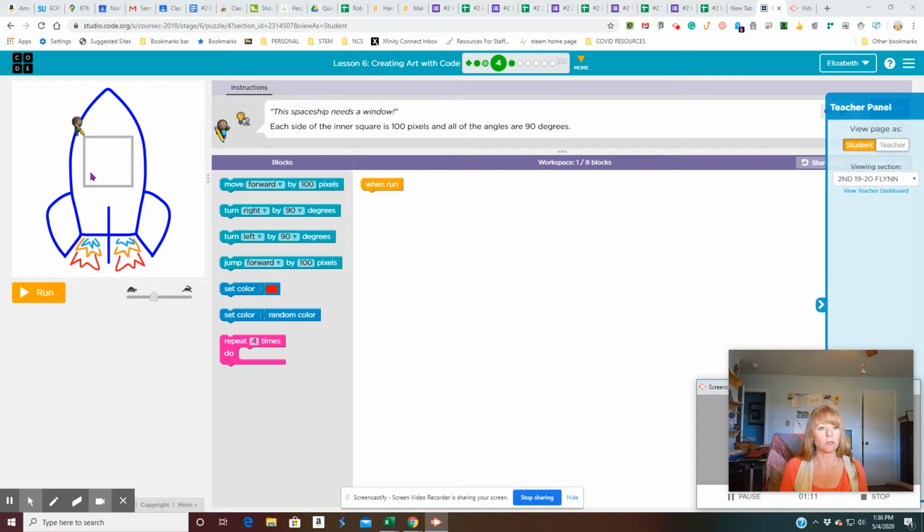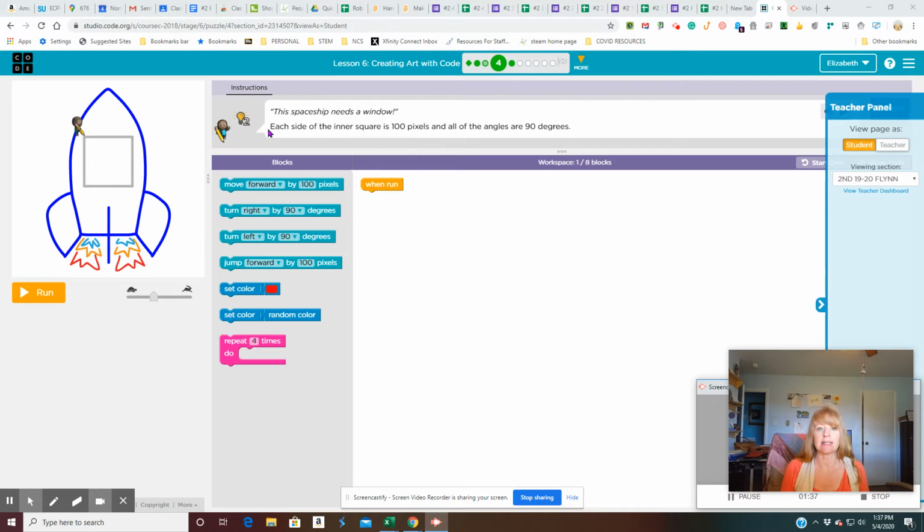So in this particular puzzle, we have our artist with his pencil. The directions are at the top. We have a new vocabulary word called pixels. A pixel is a tiny little dot on the screen. Those dots together create the pictures that you see on computers and on television screens. So the distance in pixels from here to the end of this line is approximately 100 pixels.